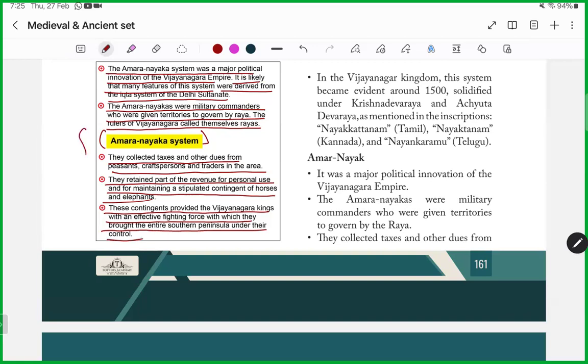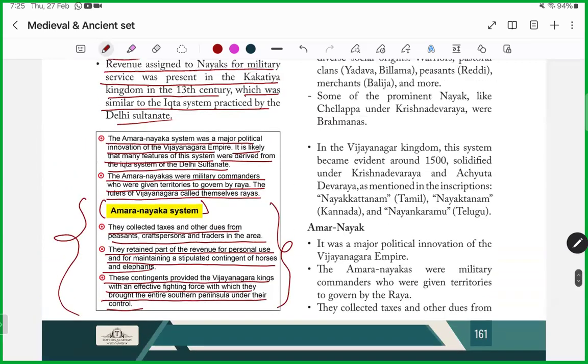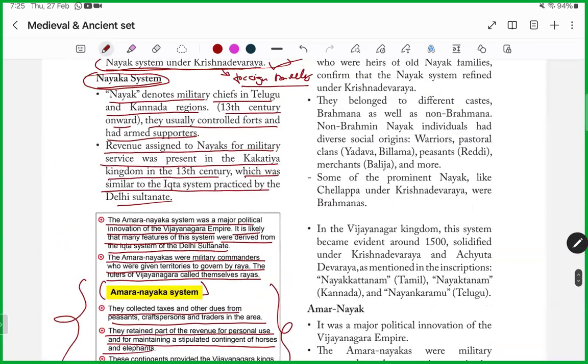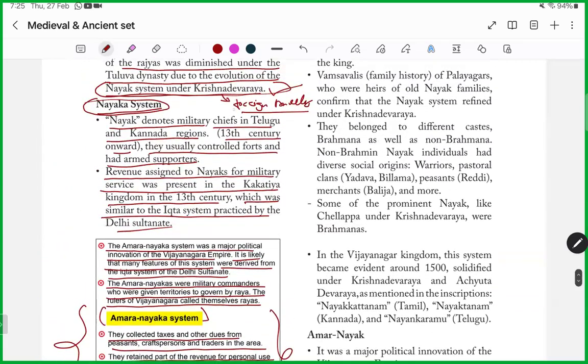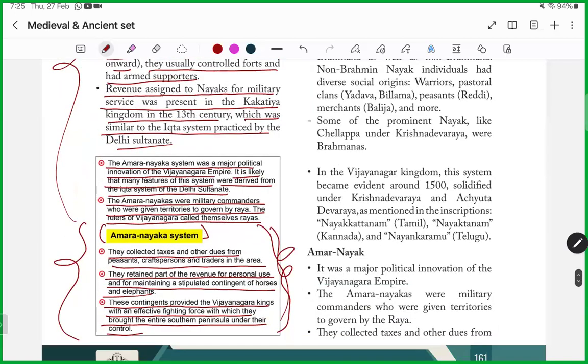So the Amara Nayaka system is a very important administrative system set up by Krishnadevaraya. As we have come across, the foreign traveler Domingo Paes accounted every administrative setup of Krishnadevaraya. So the thing to remember about Krishnadevaraya is the Amara Nayaka system. What is the Amara Nayaka system? It is similar to the Ikta system of the Delhi Sultanate period. All right, so who introduced the Ikta system?